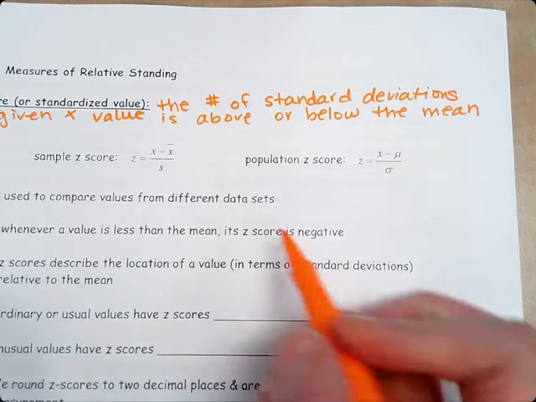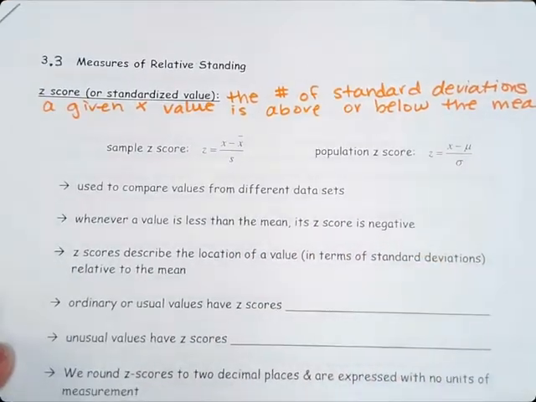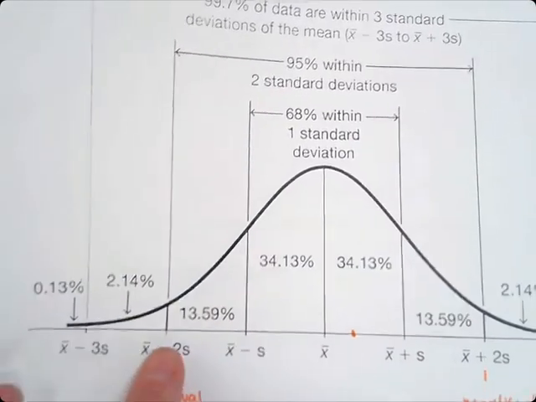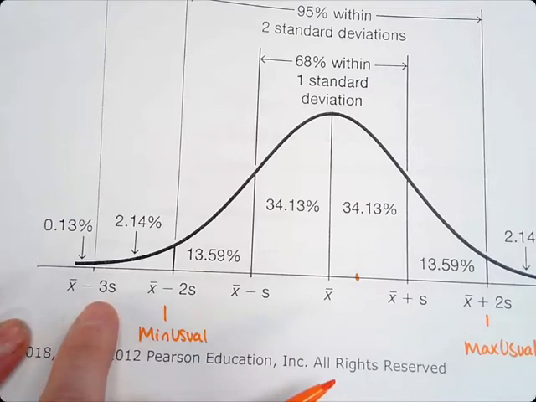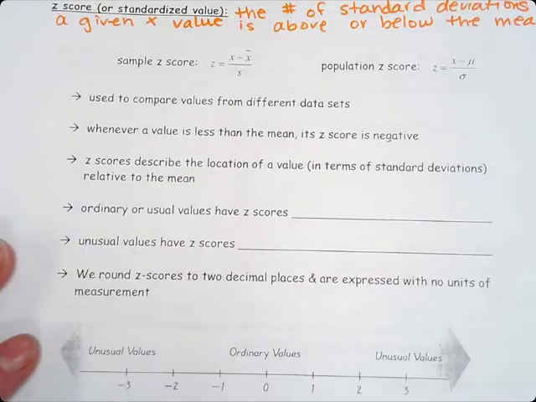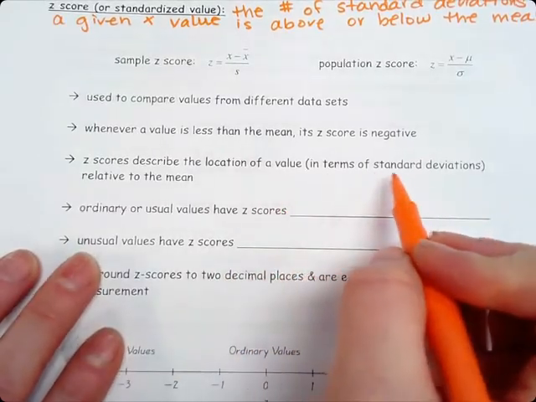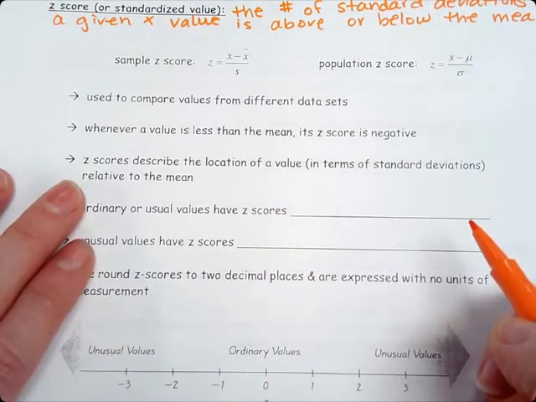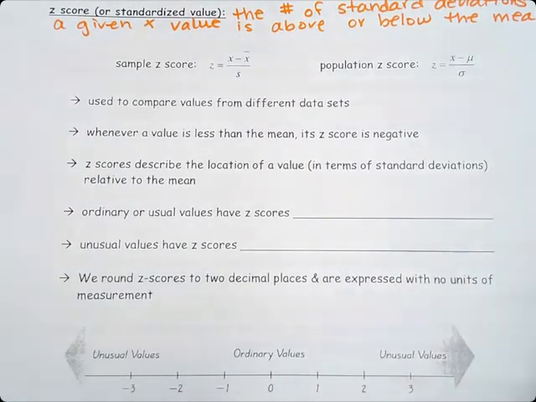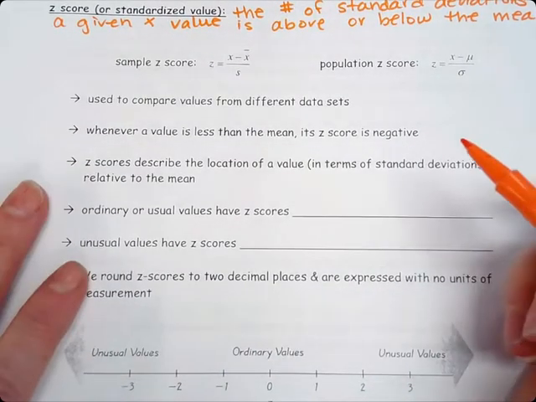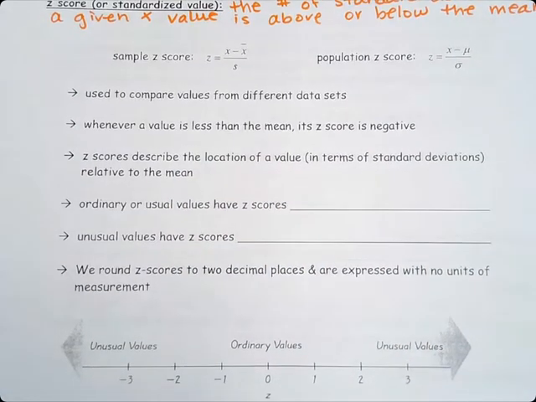Whenever a value is less than the mean, its z-score is negative. So that's what I was talking about over here. Anytime it's below, our z-score is going to be -1 here, -2, -3 because it's below. Z-scores describe the location of a value in terms of standard deviations relative to the mean. So our standard deviation is kind of like our unit. Instead of saying I'm 5 centimeters away, it's saying I'm 5 standard deviations away or whatever.